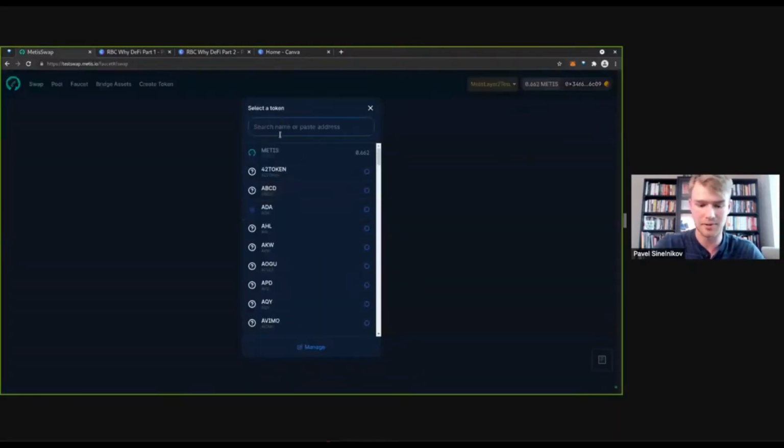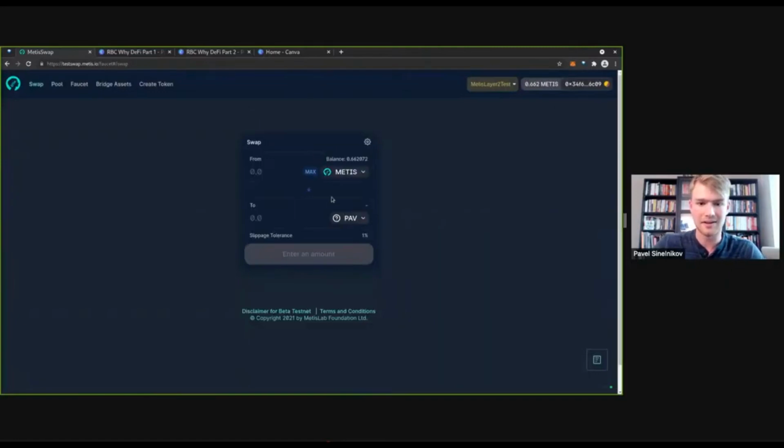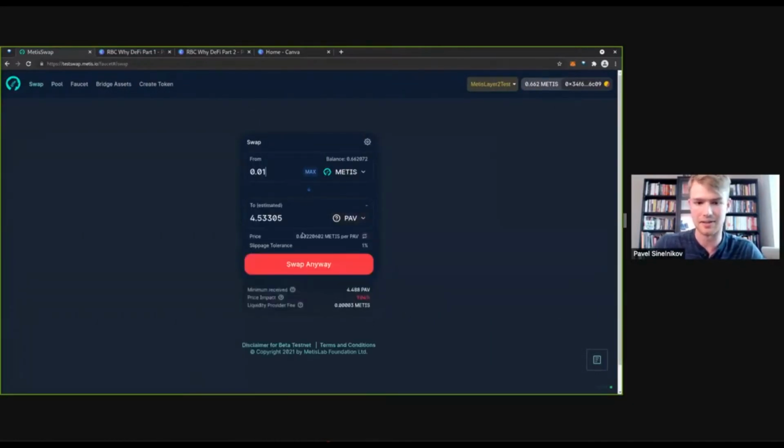And if we search up our PAV, then we're able to see that there is in fact liquidity in here. Of course, there will be a very big price impact, so we're going to add a couple more zeros. But essentially we've created our pool, and now anyone on the network, not just us, can come in and swap that liquidity, swap Metis tokens for that PAV token or PAV token for the Metis token.